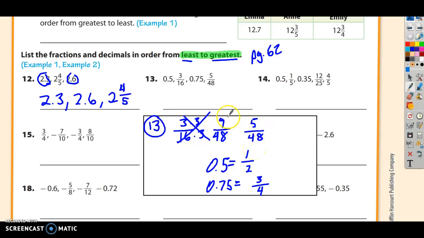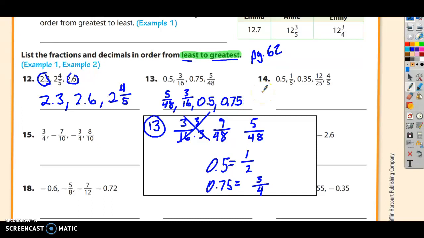And since 5 is less than 9, what I can conclude is that 5/48 is my smallest value. And then let's go to this one right here, 9/48. That's less than half, because like I just said, half of 48 would be 24. So 9/48 is far less than 1/2. I'm not going to write 9/48, so I'm going to write the original fraction, which is 3/16. And now I just have to get these 2 in order. I'm thinking of the least to greatest. 1/2 is less than 3/4. Oops, I'm not supposed to write 1/2 there. I'm supposed to write 0.5 and 0.75.